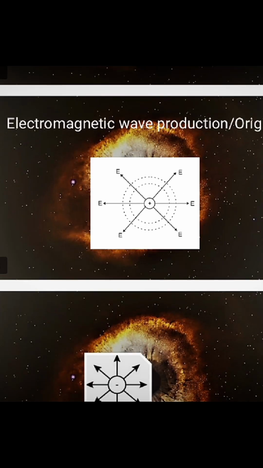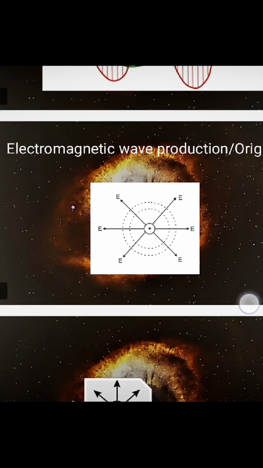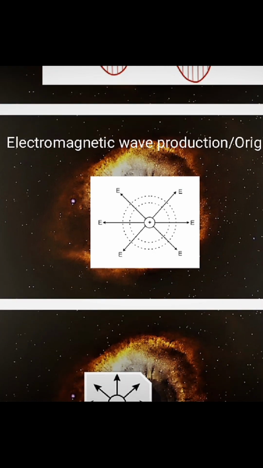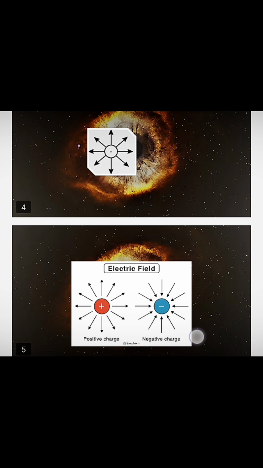So how are electromagnetic waves produced? Suppose there is a charge, a positive charge or a negative charge, isolated in space. Each charge, positive or negative, has its own electric field, which is called a static electric field. Here the positive charge is shown in space, isolated, with its static electric field. This is an isolated negative charge in space with its static electric field.